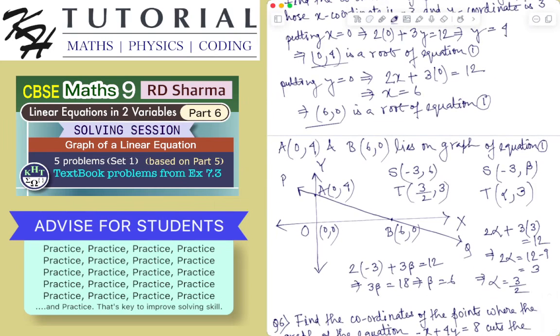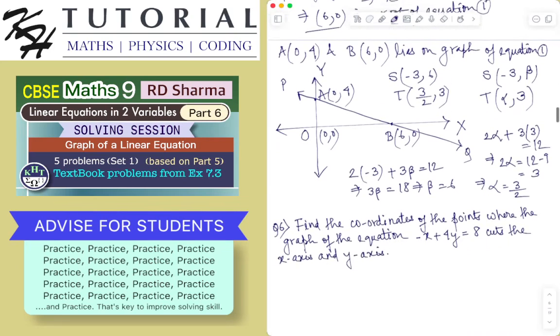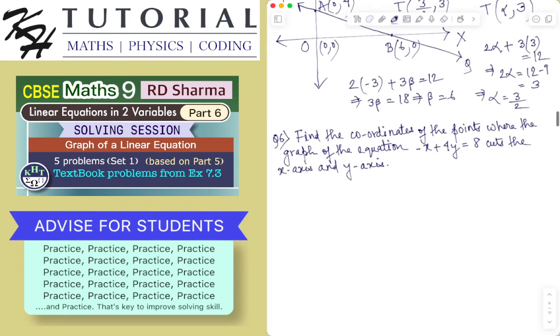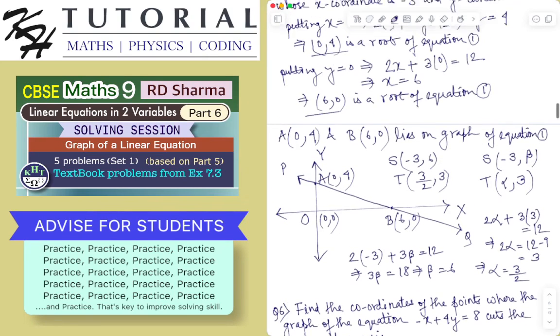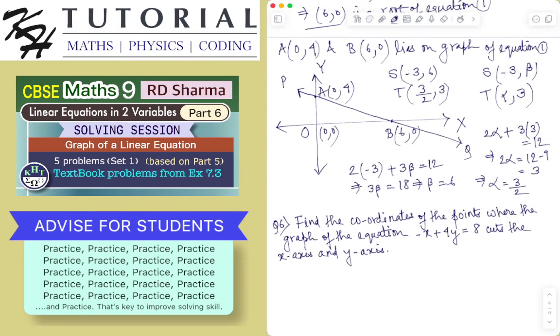So that is all. I have written down many other questions. In the next set, I will solve another 5 questions from the textbook exercise 7.3, and then I will solve 2 sets of questions, 5 problems each, from the supplementary book of MCQs.